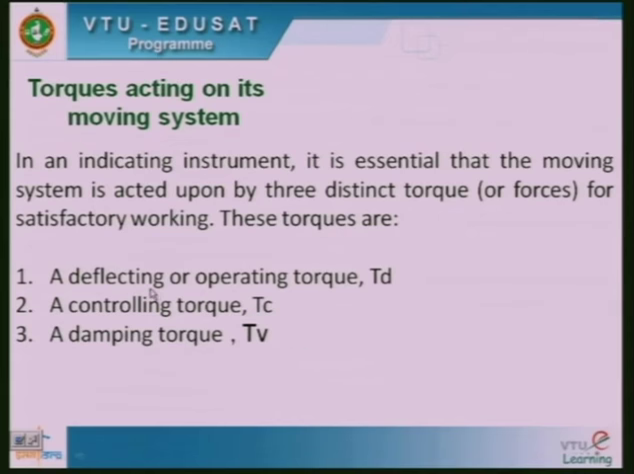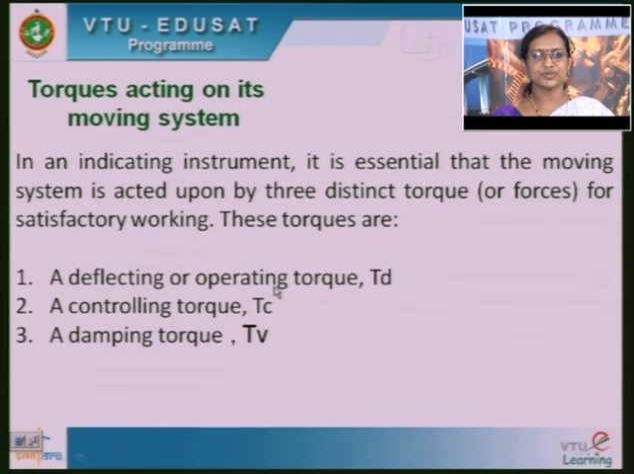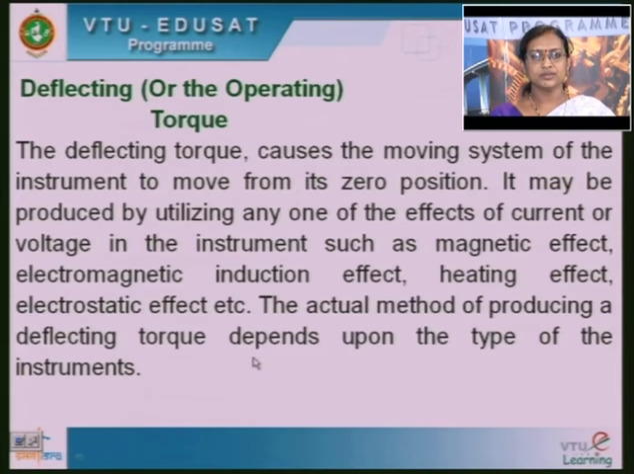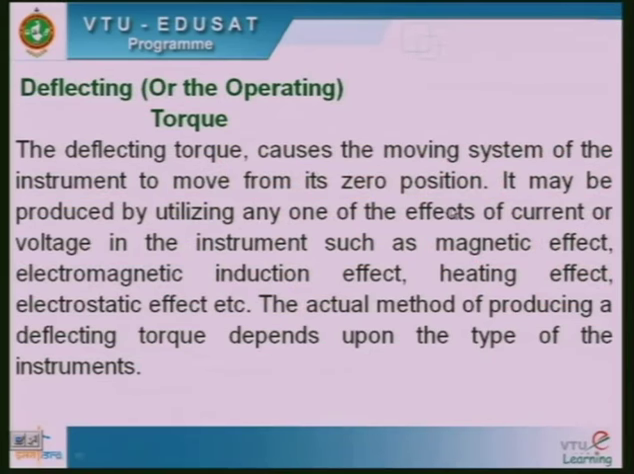So, that is why we are going to consider that the deflecting torque has to overcome the controlling torque and also the damping torque. Now, what is this deflecting torque, how exactly is it produced, and how exactly does it have to overcome the controlling torque and the damping torque? The deflecting torque causes the moving system of the instrument to move from its 0 position. I told you that the moving system is a pointer in the case of a wattmeter, ammeter and voltmeter.